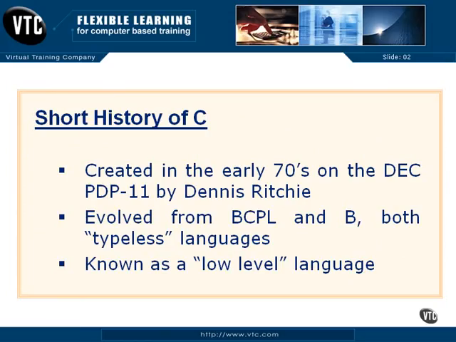Okay, let's take a little tour in the Wayback Machine and do a short history of the C programming language. C was originally created in the early 70s, along about 1972, by Dennis Ritchie on the Digital Equipment Corp PDP-11 system. Ritchie wrote most of Unix and the C compiler itself in C, which is kind of interesting. Which came first, the compiler or the language?